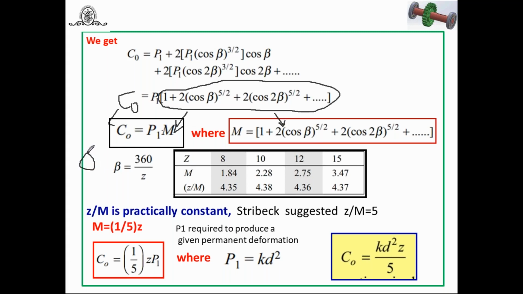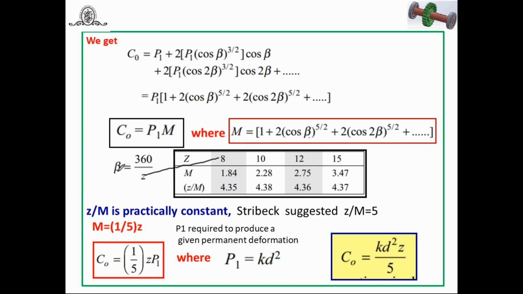Again, you know the bearing is circular, which means the total angle included is 360. And what is the value of beta? It depends on Z, where Z is the number of balls used. When there are 12 balls, 15 balls, then you can find out the value of beta. Again here, Stribeck provided one equation based on these balls. When Z is equal to 8, you will get beta. You can substitute beta here and you will get M. You can do this analysis. So you will get M is equal to, you have to use this equation, try to understand, and put beta based on this. If you are taking Z is equal to 8, you will get some beta, you can substitute here and here, and you will get M, that is 1.84.